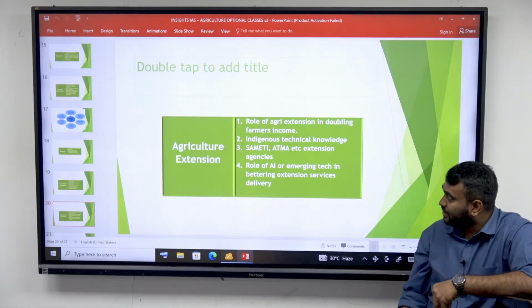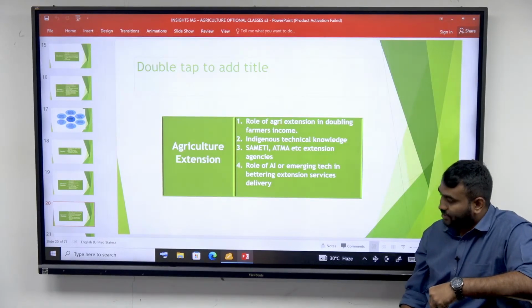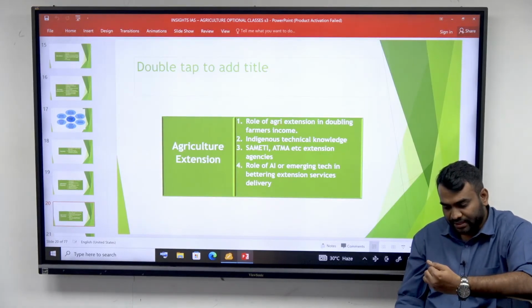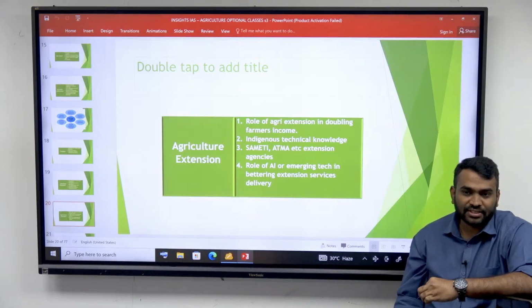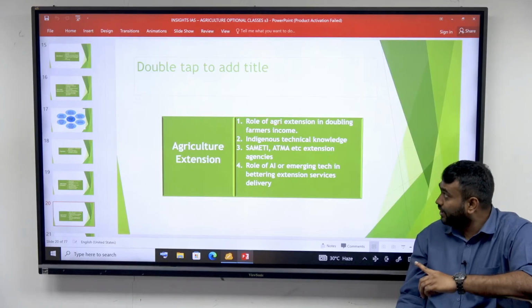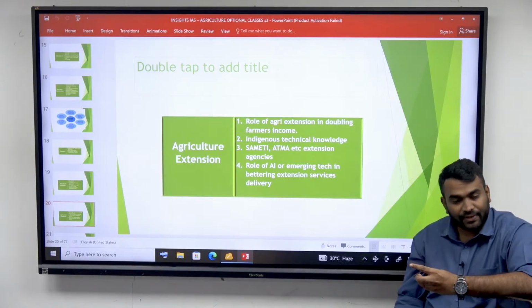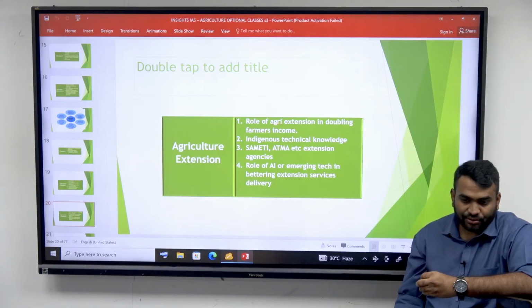Next one is agriculture extension. Under this agriculture extension, the main important thing is that it is helpful in extension service delivery, right? Here the first important thing is DFI, doubling farmers' income. What is the role of agriculture extension in achieving this DFI?